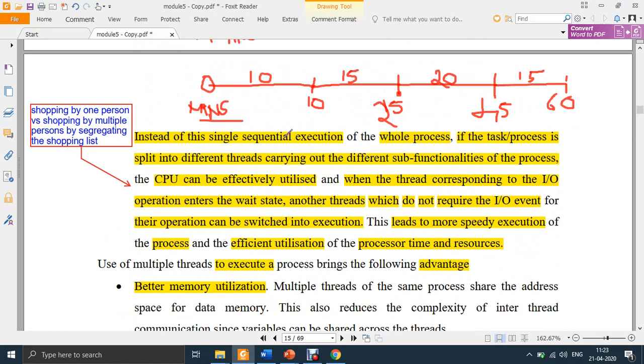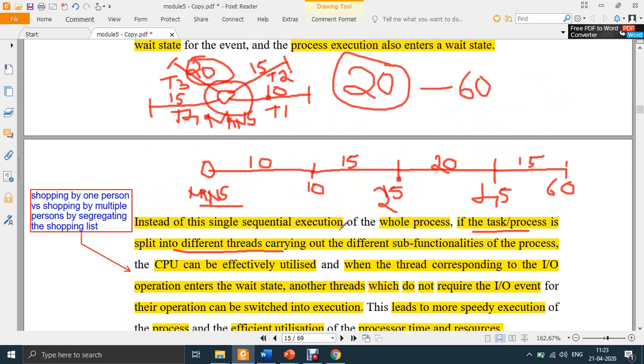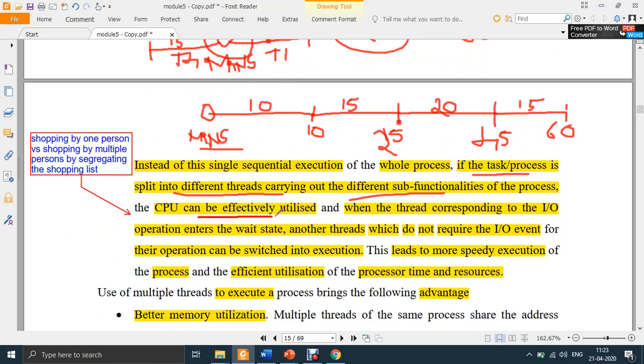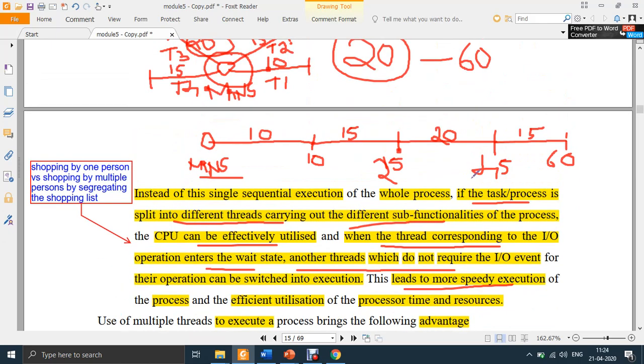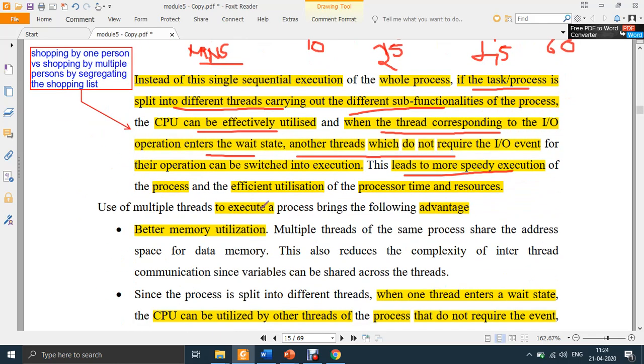So now, instead of single execution of the whole process, the task is split into different threads. As I gave the example, thread 1, 2, 3, and 4, carrying out different sub functionalities. So the CPU can be efficiently utilized, and the thread corresponding to the IO operation enters the wait state. Another thread can use the CPU. So this leads to more speedy execution, as I told. You need not spend 60 minutes; 20 minutes is sufficient.